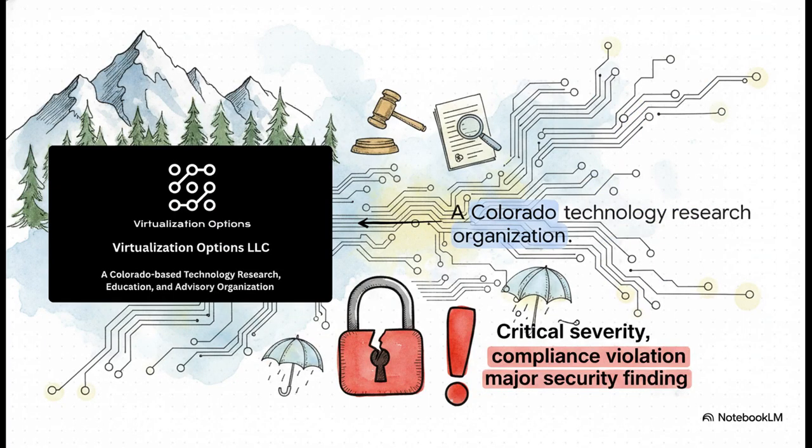And our source material from Virtualization Options LLC out of Colorado highlights exactly why this matters so much. A factual contradiction might seem like a medium severity finding in a vacuum. But think about regulated industries. In lending, hiring, or insurance, models might be making automated decisions without human oversight. In those environments, an over-reliance finding immediately spikes to a critical severity. You're looking at a major compliance violation and a security finding wrapped into one.